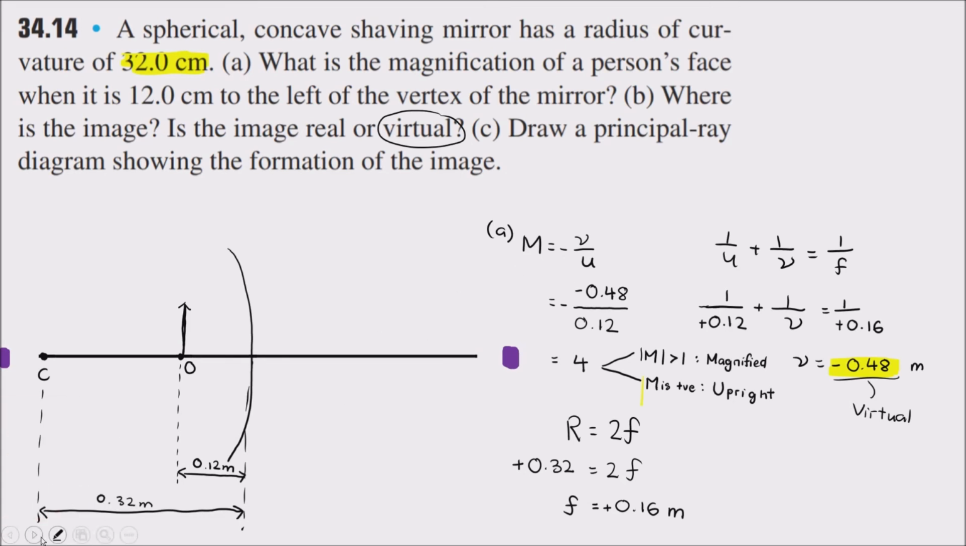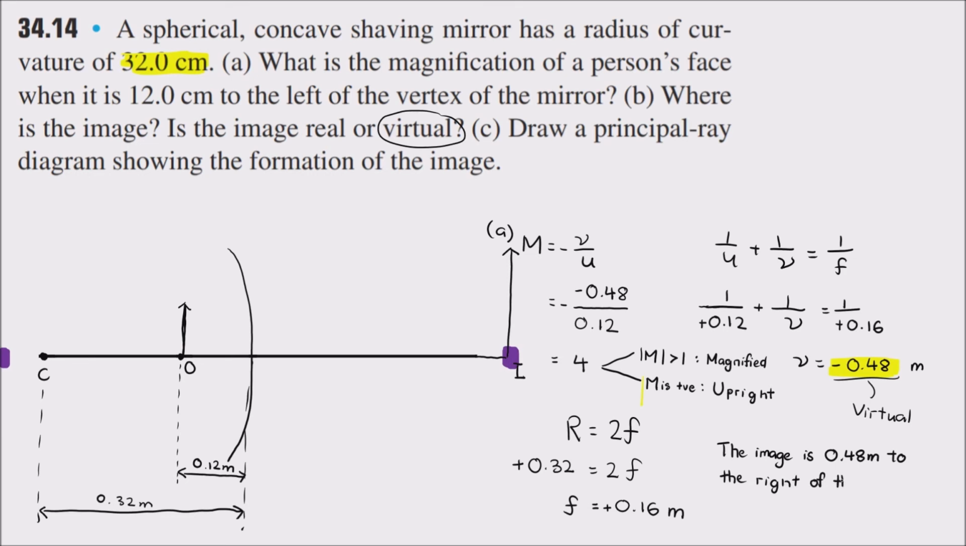So image formed behind the mirror, something like this. It's magnified, it's upright, so somewhere around here you have your image, then you label this as I. Then you should talk about where is the image, right? You can say the image is 0.48 meter to the right of the vertex of the mirror.